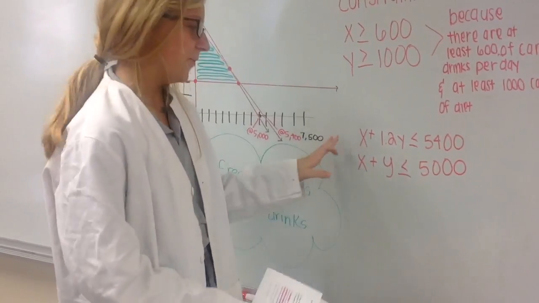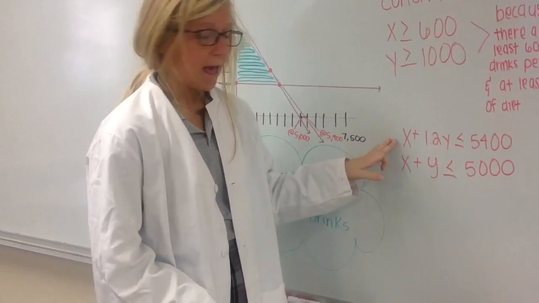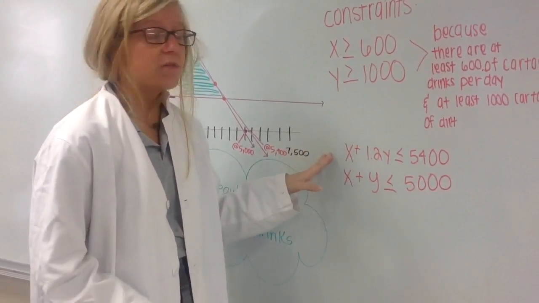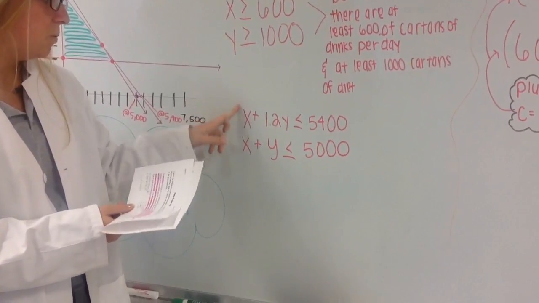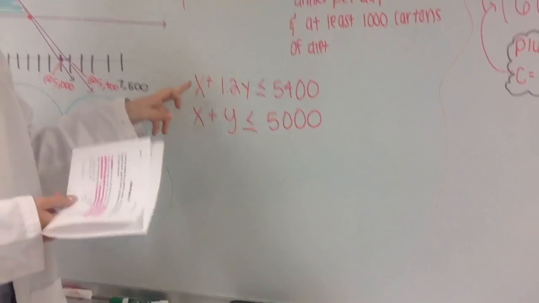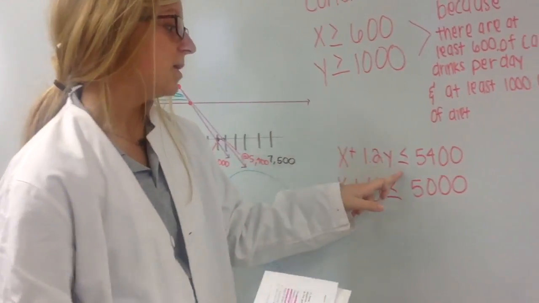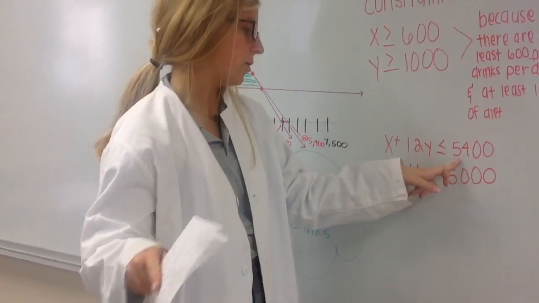Okay, so now we get down to the ones that are a little bit more tricky. X, regular, and Y, diet. So this one has to do with the price. X is $1, so it's $1 plus $1.20 for the diet, and has to be less than or equal to the daily budget, which is $5,400.